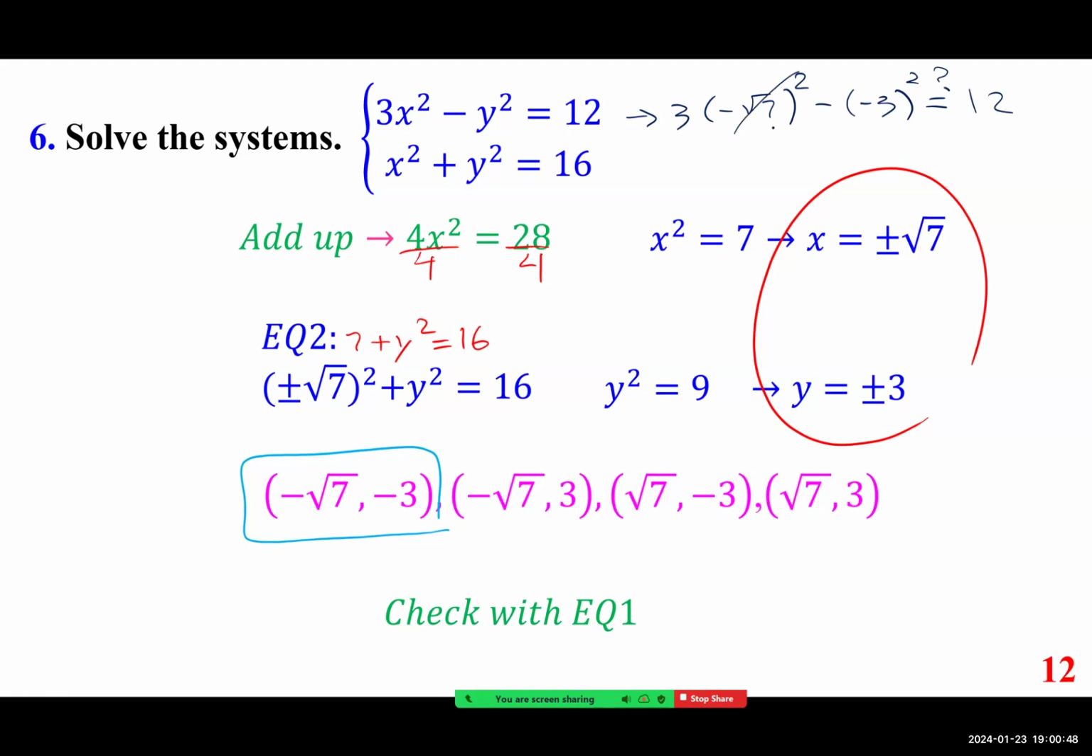So this is 7, this is 21, minus this is 9 is equal to 12. It checks, okay? And you can do the rest.